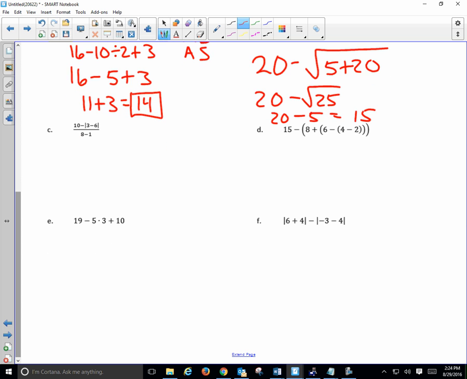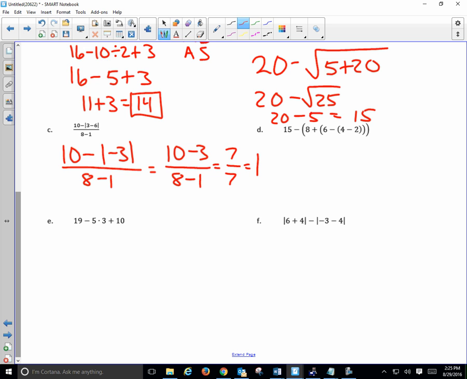What is my first step in letter C? Absolute values. What is 3 minus 6? And then the absolute value of negative 3 is, so we have 10 minus 3 over 8 minus 1. Now, you do have a grouping symbol here as well. This division sign separates the numerator from the denominator, so it is a grouping symbol as well. I get 7 divided by 7, which is 1.